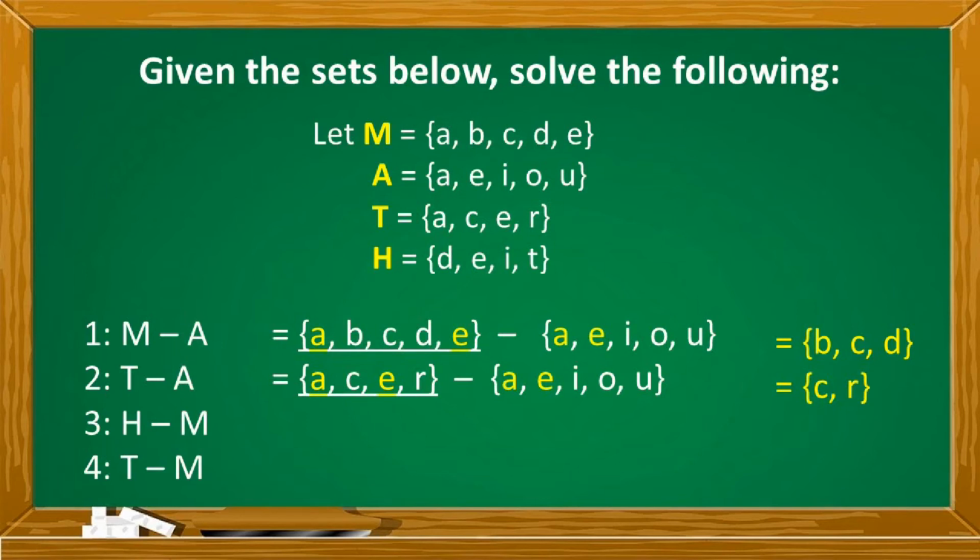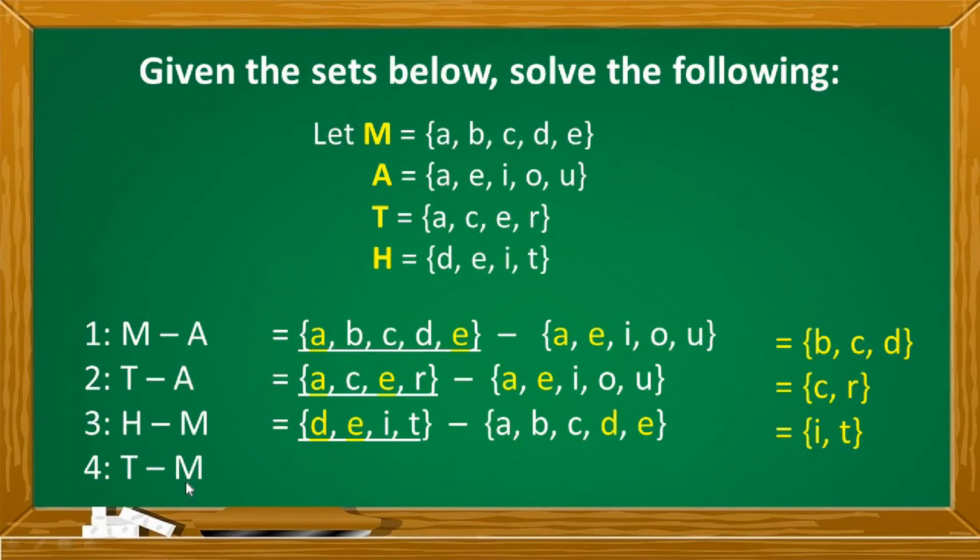From which set magagaling ang mga sagot? Correct, from set H, with elements D, E, I, and T. By substituting the elements of sets H and M, we have the elements of H minus the elements of M. What are their common elements? Set H and set M both have D and E as elements. So the remaining elements of set H, or the difference of set M from set H, is equal to the elements I and T. And number 4, T minus M.